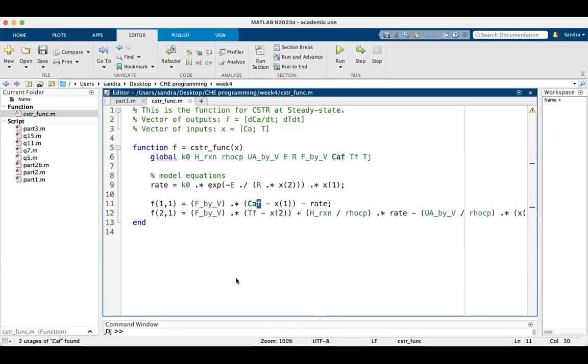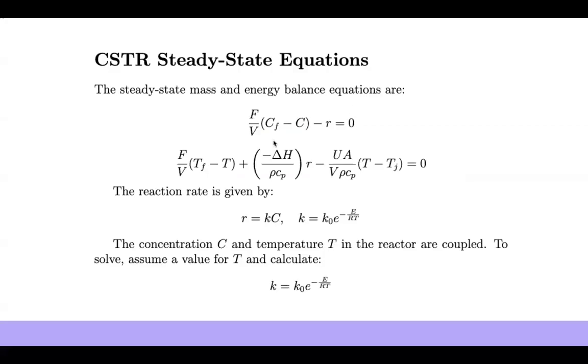So basically you can see that here. So this will be the equation: F by V, CAF minus CA, and R has been already calculated. So that is the first equation.